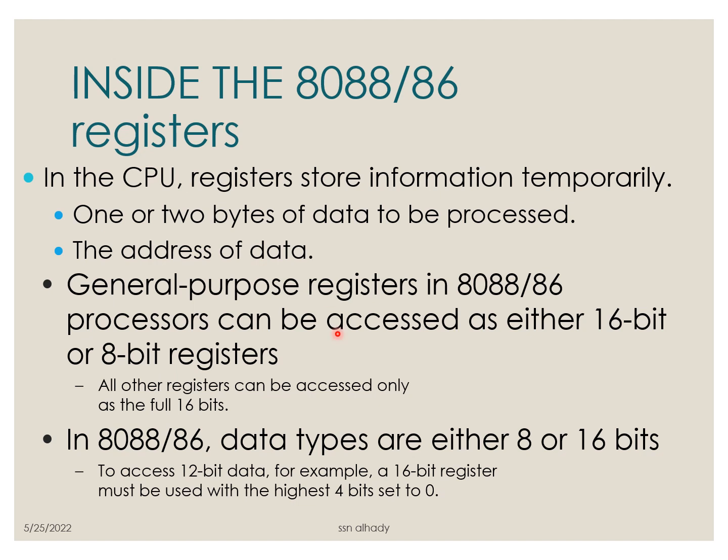As you know, in the 8086, data types are either 8 or 16 bits. So in case you want to access 12-bit data, for example, in a 16-bit register, then you must take the highest 4 bits and set them to 0. So only 12 bits have a value.